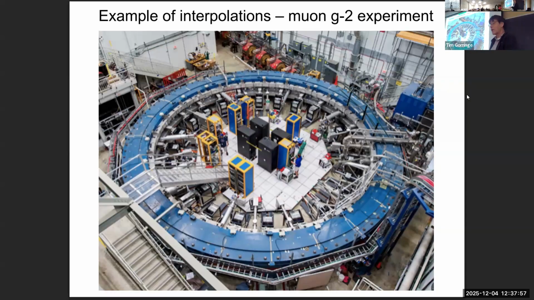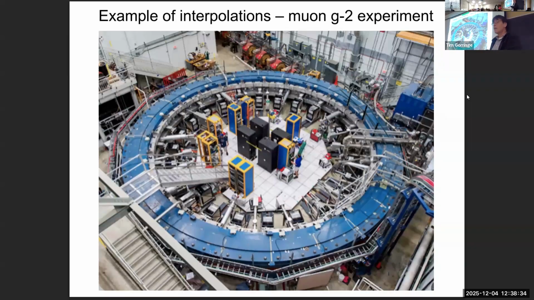So we measure the magnetic moment by storing muons in a magnetic field. And we measure the precession of the muon spins in that magnetic field. But to interpret the precession of the muon spins in that magnetic field, we need to know the magnetic field where the muons are. We have to convolute the distribution of muons in the storage ring with the measured magnetic field in the storage ring.